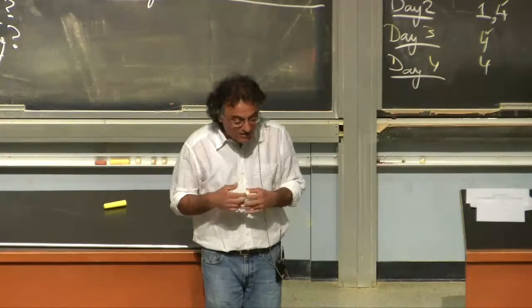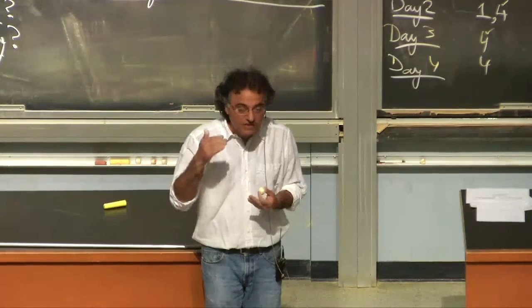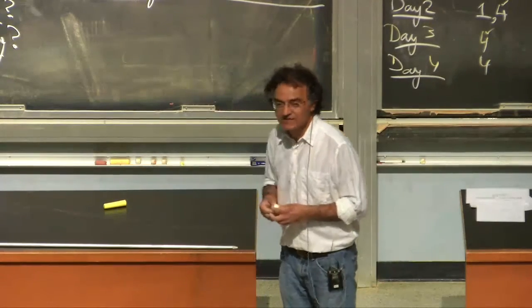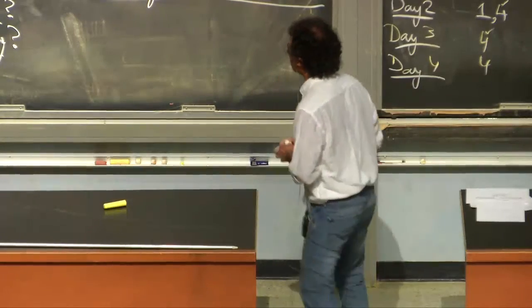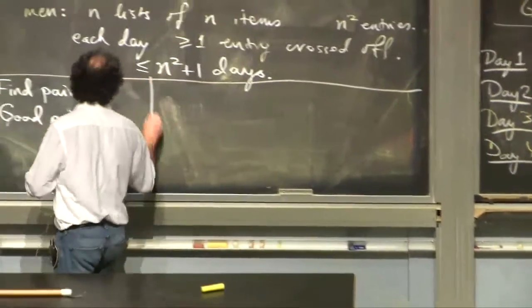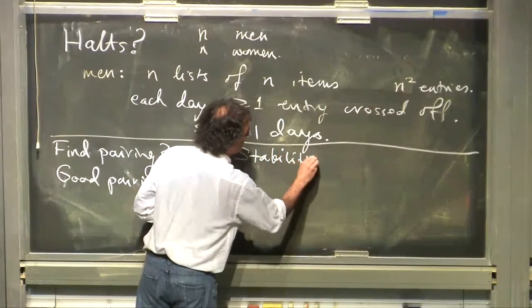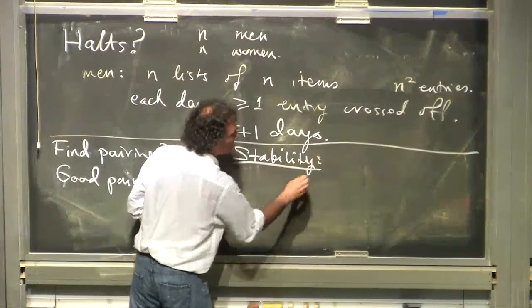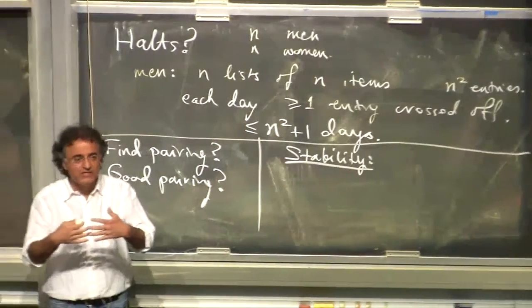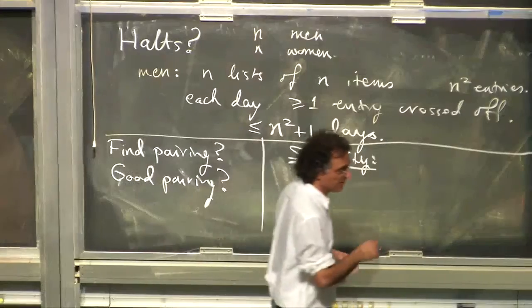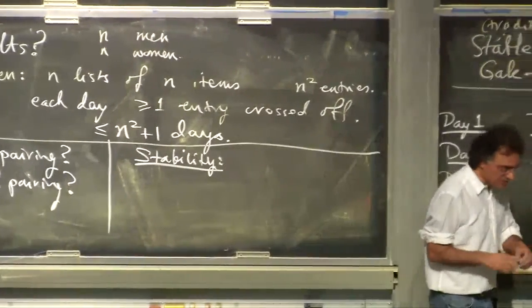Now, in an economic setting, one of the most fundamental objectives is stability. It's called equilibrium in economics. So you want some sort of stability criterion. You want whatever pairing you have created to be stable under some criterion.